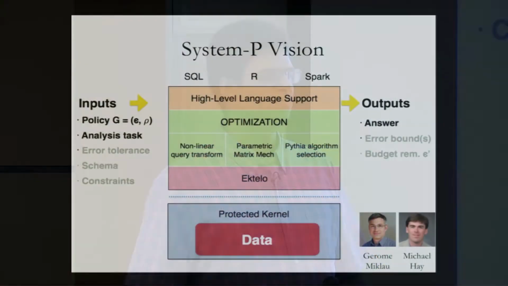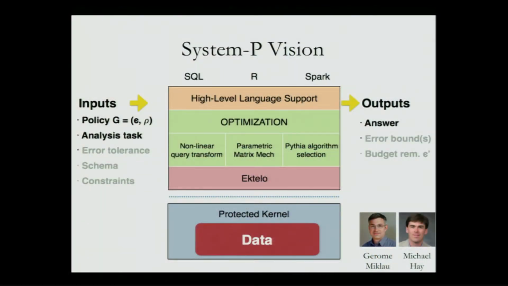OK. So our vision is to build this system. We call it System P. For those who are not database people, the first database system was called System R, so we're trying to call it System P. And the high-level idea is that you want analysts to specify only at a high level what needs to be done, either a set of SQL queries or a high-level description of the program they want to run, and we want to automatically synthesize a differentially private algorithm for them.